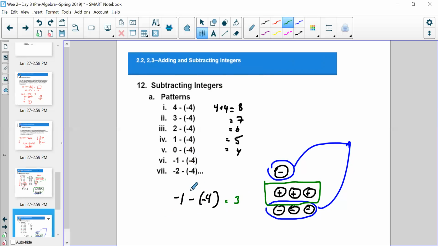So if you simplify this, you would have negative 1 plus 4. Are the signs the same? No. So you can subtract: 4 minus 1 is 3. Keep the sign of the larger absolute value, which would be that one.